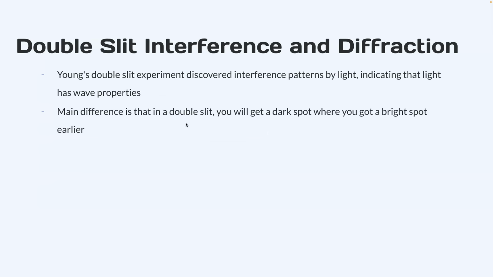Young's double slit experiment discovered interference patterns in light, and this basically indicated that light does have wave properties. The main difference between double slit and single slit is that in the double slit, you will get a dark spot at the location where you got a bright spot in the single slit.